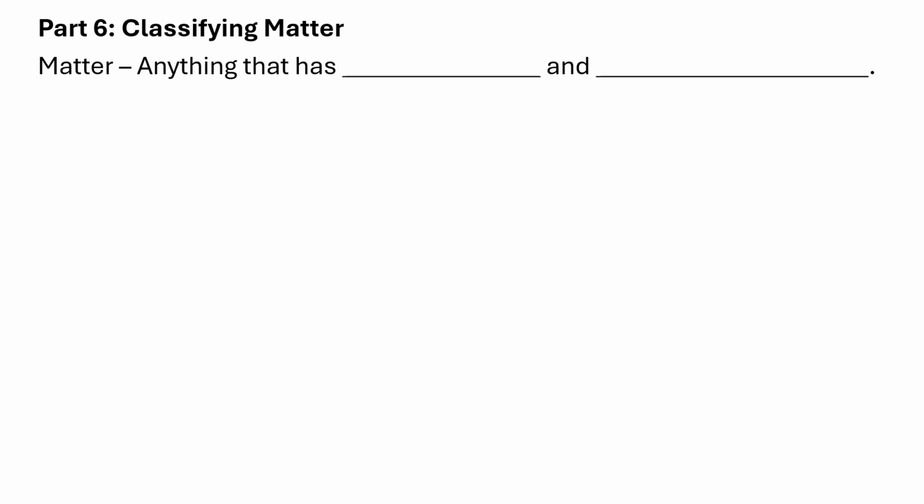Part 6 of our first unit is classifying matter. So we're going to get into understanding matter itself by categorizing it. So matter, first of all, is anything that has mass and volume. So anything that has mass and takes up space. Which means the things that aren't matter is a pretty short list.